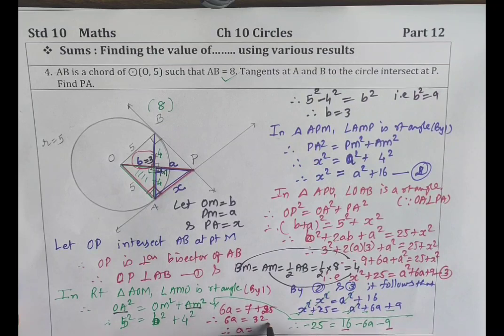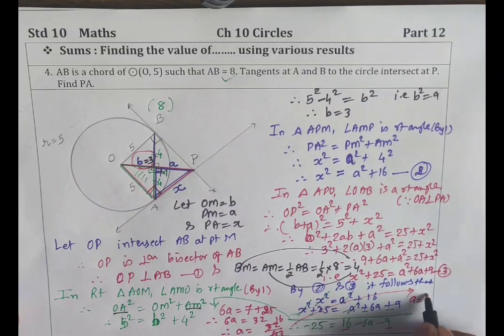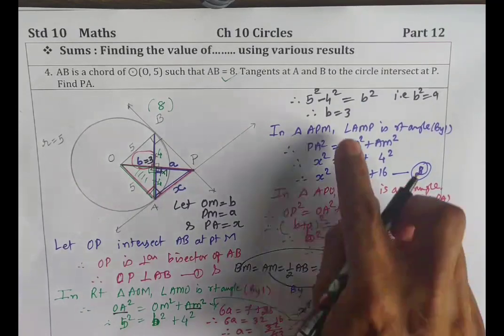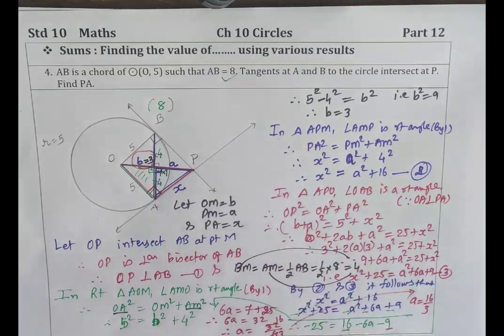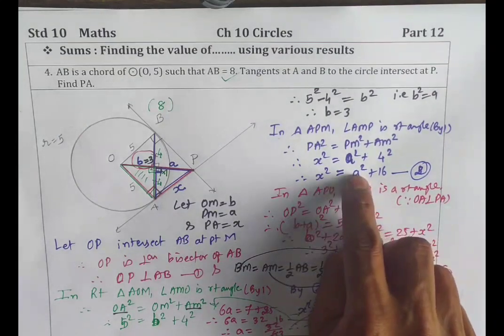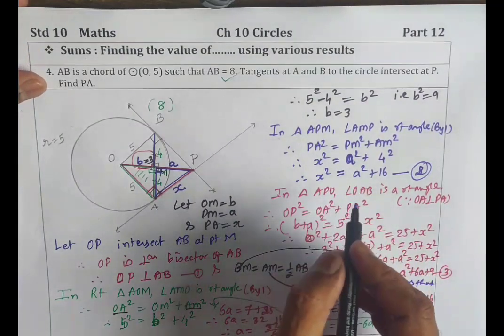Therefore, A is equal to 32 divided by 6. 2 3s are, 2 16s are. So children, tough job. Here you got A equal to 16 by 3, but you are supposed to find X. So put the value of A here, all right? So yes, it proceeds further.